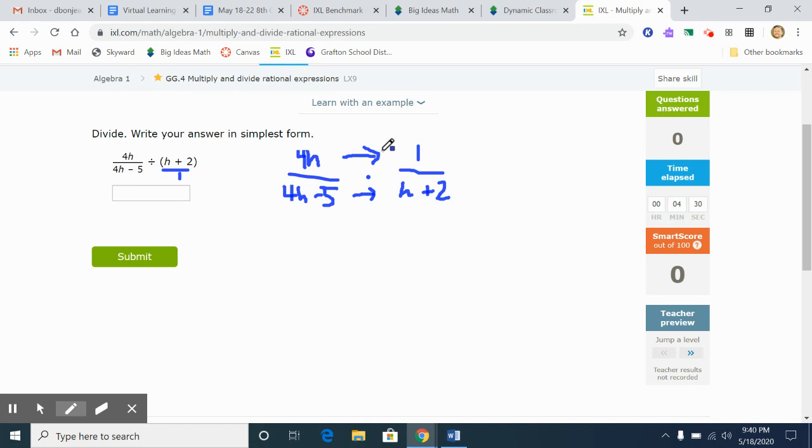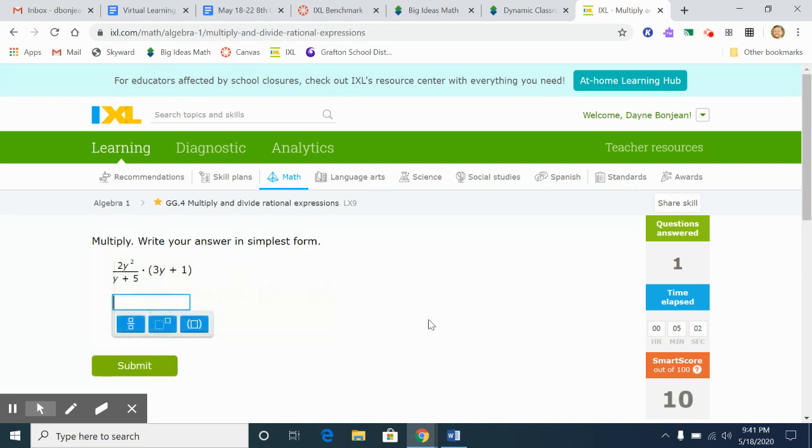So 4h times 1, I'm going to write my answer here. On the top, I'd be left with 4h. On the bottom, remember, we don't actually want to FOIL two binomials. We just want to put them next to each other to represent that we're multiplying them. So I could type this in as 4h minus 5 in parentheses, and then h plus 2 in parentheses, and I can submit that as my answer. All right, next one.